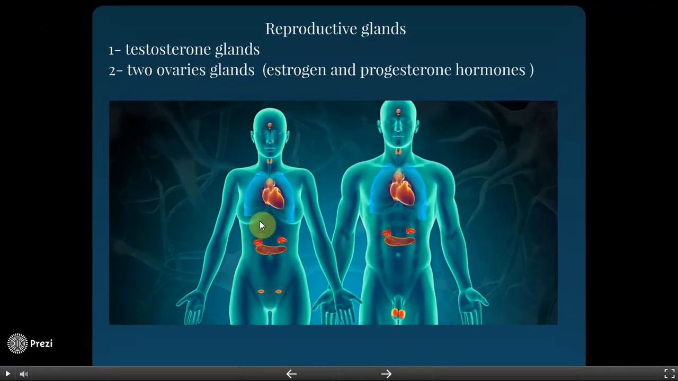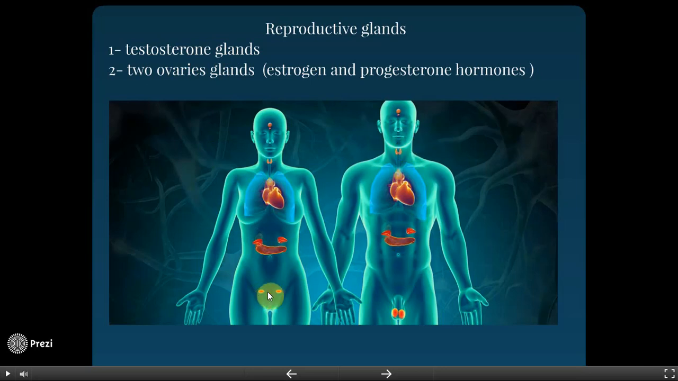The last glands that we are going to talk about are the reproductive glands: two testis glands in male and two ovary glands in female. The two testis glands secrete testosterone hormone in male, which is responsible for the appearance of male secondary sex characters.